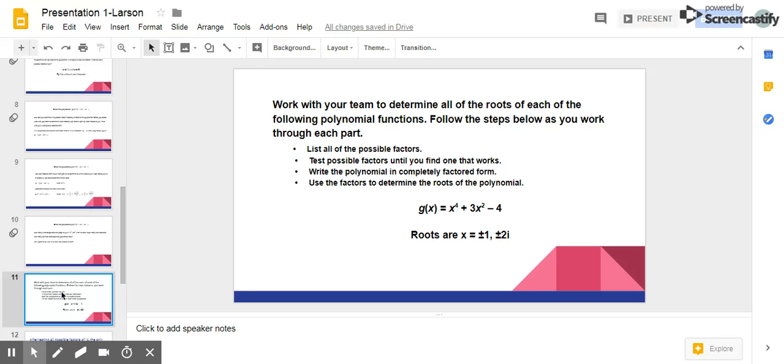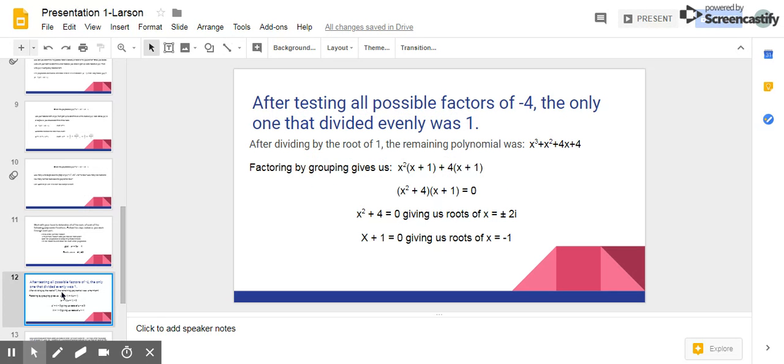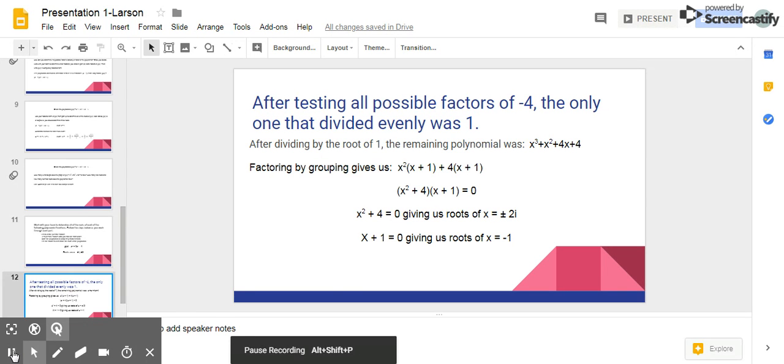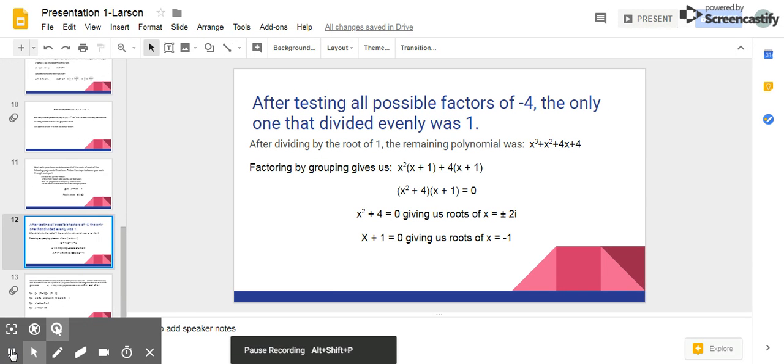So once again, looking at the possible roots, you would have to go through the rational root theorem, and then you find that the roots are plus or minus 1 and plus or minus 2i. With this one, they actually have to factor by grouping, which leads to, this is the work that shows how they came up with the roots of plus or minus 2i and negative 1.